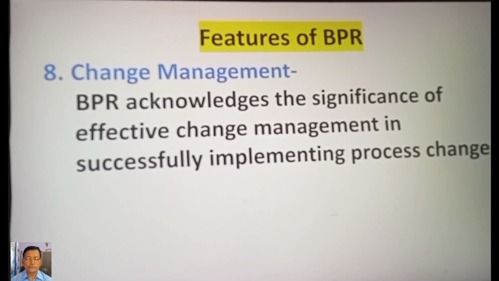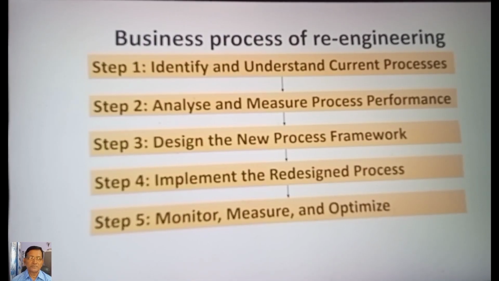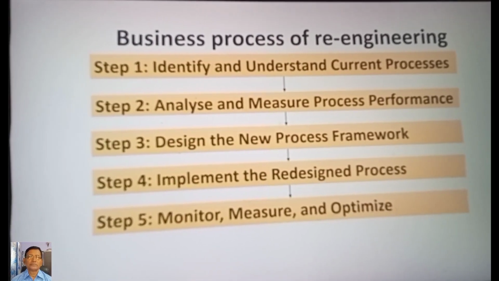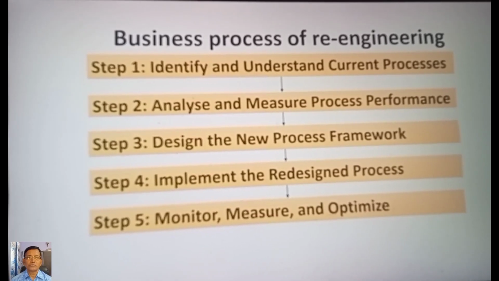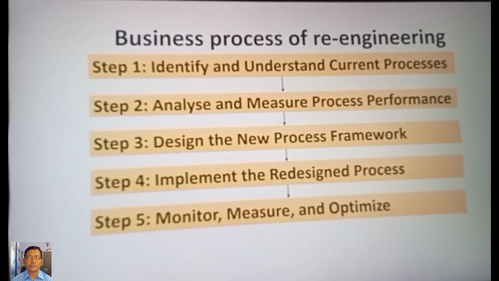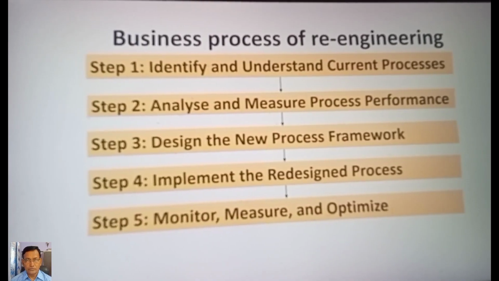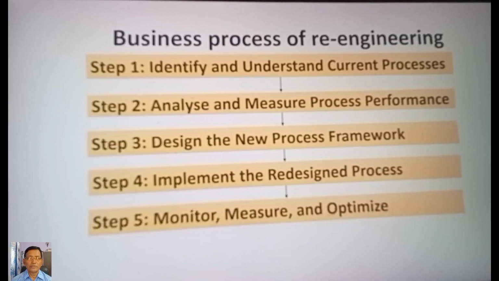Business process reengineering comprises 5 essential steps. Step 1, identify and understand current processes. Step 2, analyze and measure process performance. Step 3, design the new process framework. Step 4, implement the redesigned process. Step 5, monitor, measure, and optimize.